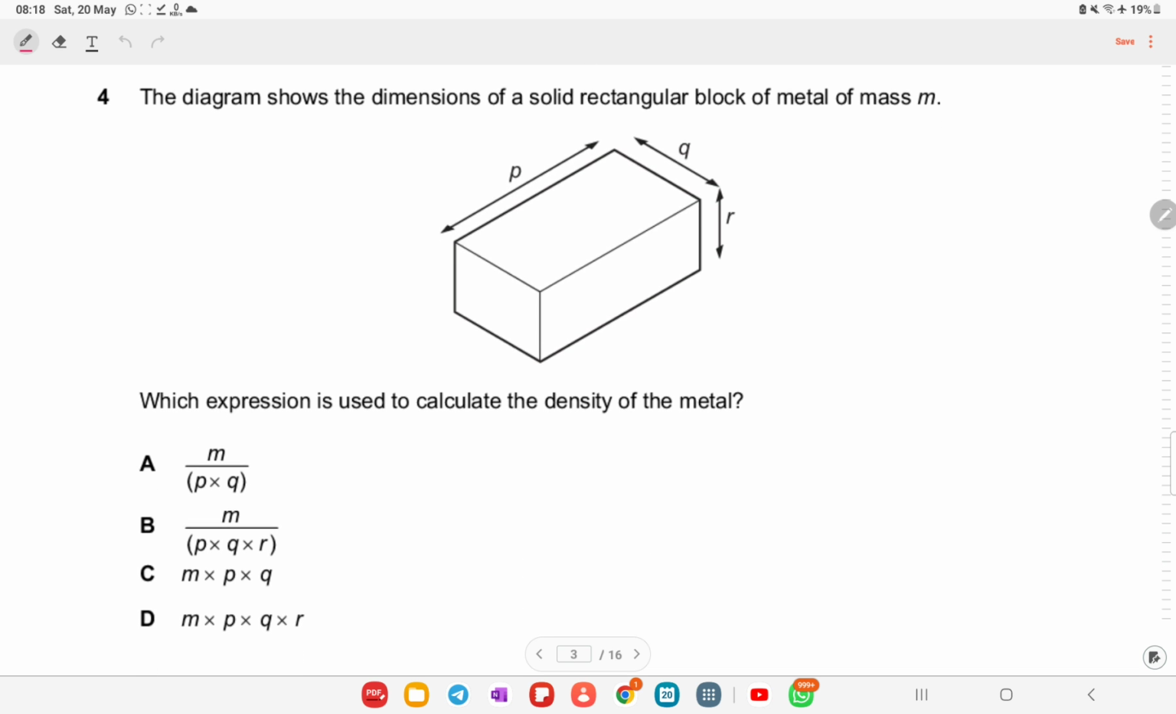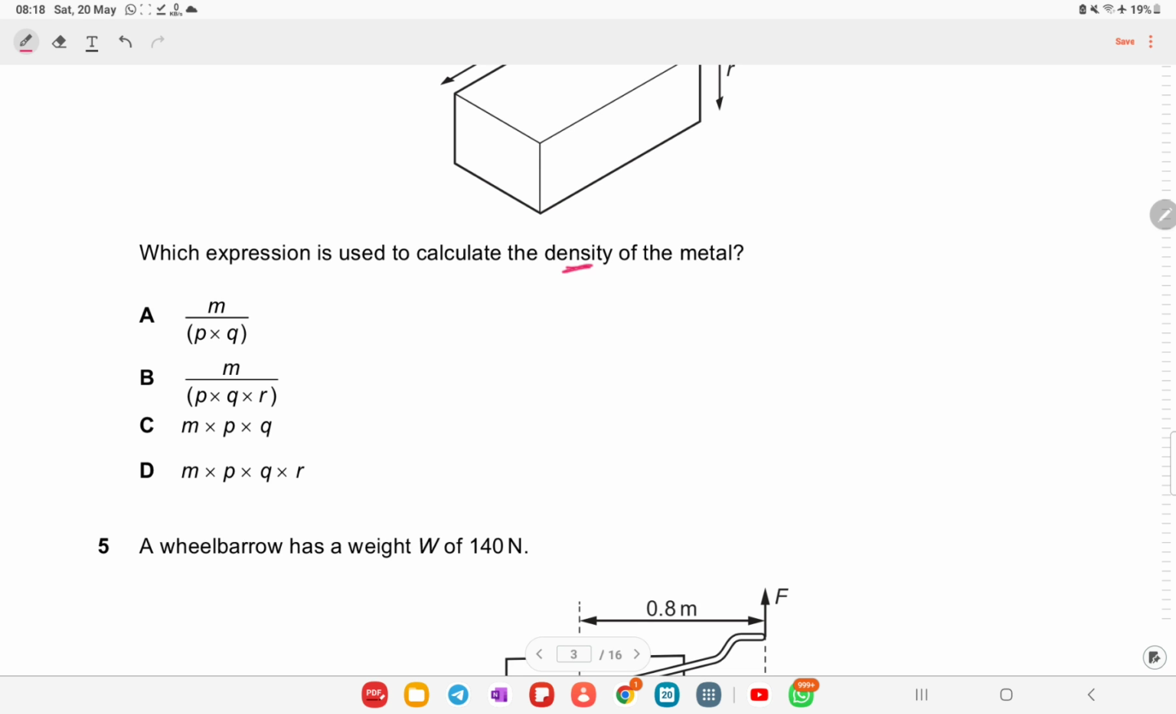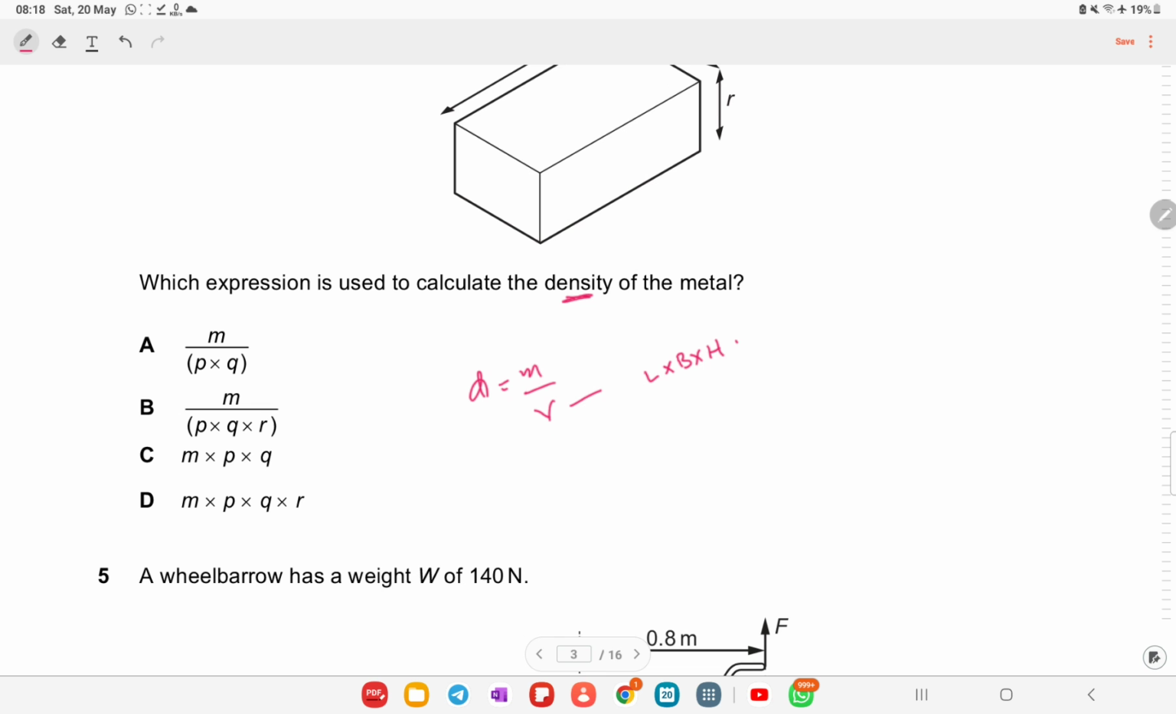Okay, moving to the next question, and it states the diagram shows the dimensions of a solid rectangular block of metal of mass m. Which expression is used to calculate the density? So density equals mass over volume. We are not given the mass, so we have to just derive the formula, and the volume of a cuboid is length times breadth times height. So we can write it down as per the diagram, P times Q times R. So option B will be the right answer for this.